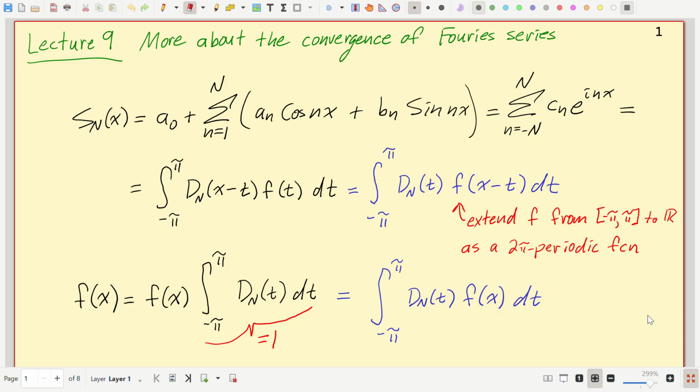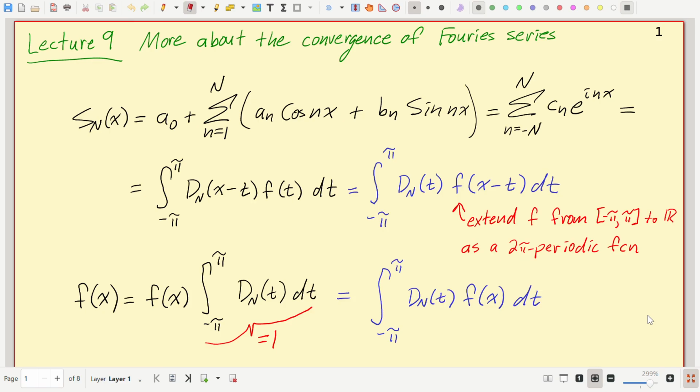And then I use the fact that the integral of the Dirichlet kernel is 1, so I can write f of x as f of x times 1, and then put the f of x inside the integral, and look at those two blue things. They're very similar, and that allows you to combine them and analyze the error.